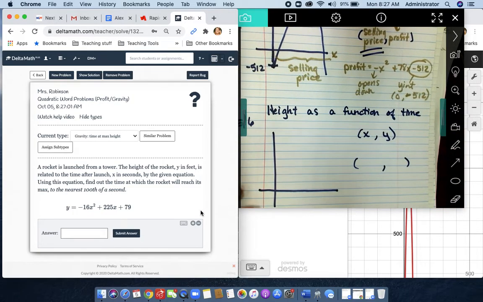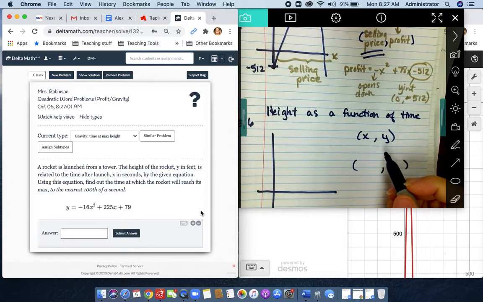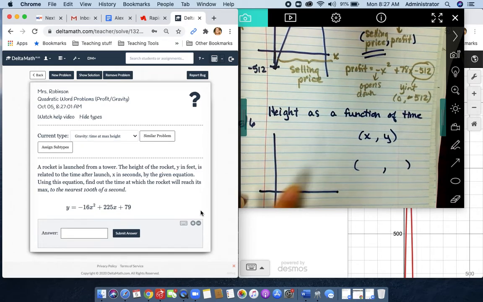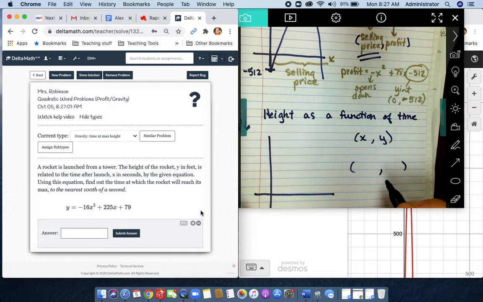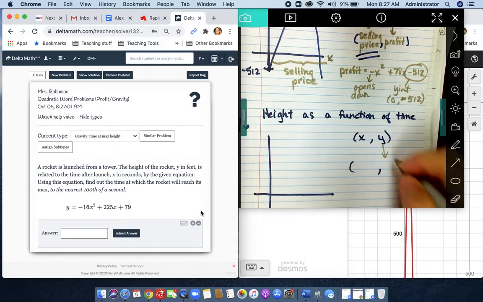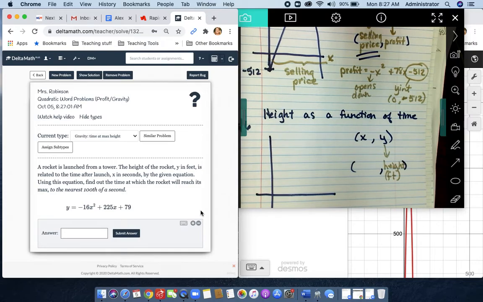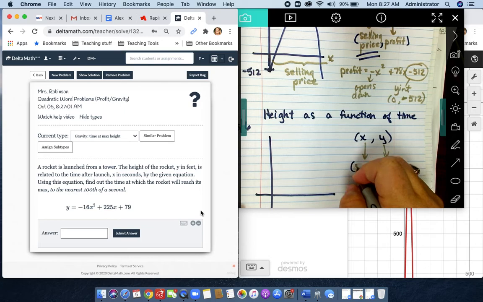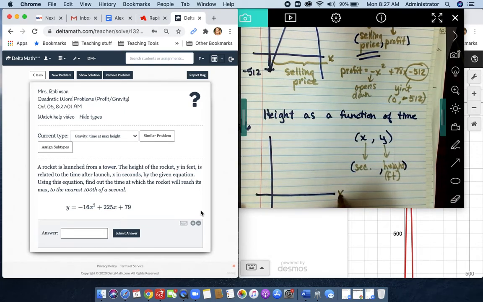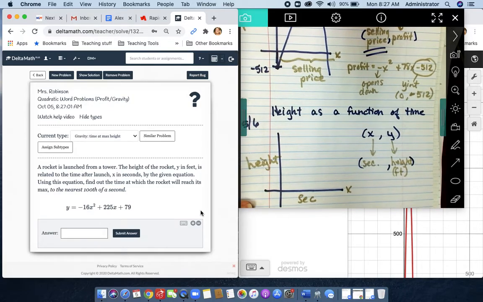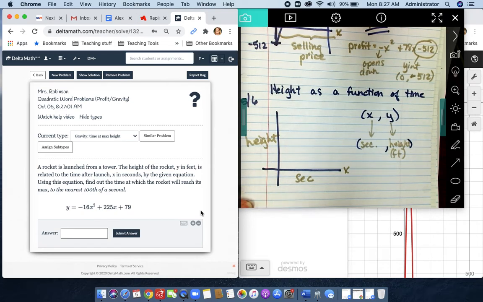We should understand that as we read it, a rocket is launched from a tower. So remember, rockets would go up in the air and then come back down. The height of the rocket, y in feet. So y is the height of the rocket in feet. Okay? And x is seconds, time in seconds. So how long it stays up in the air, and this is how high it goes. So seconds would go on our x-axis, height on our y.